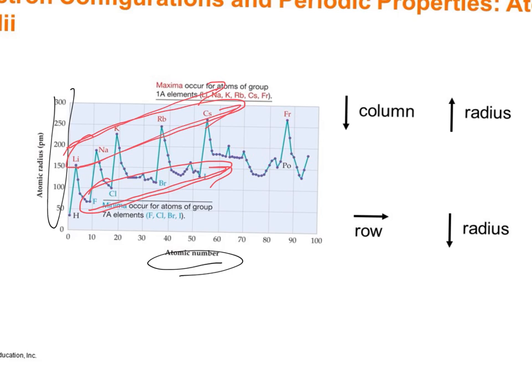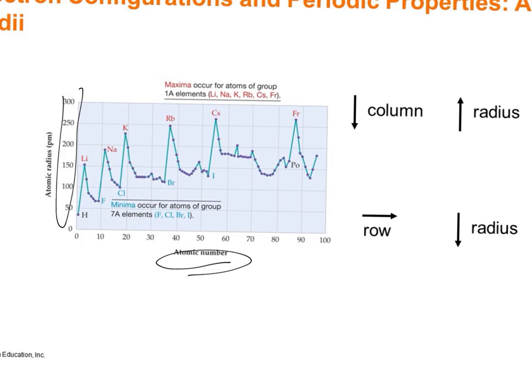All right. Let's look at the other trend here. As you go across a row, radius decreases. Sodium and chlorine are in the same row, and you can see going from sodium to chlorine, you decrease. Lithium to fluorine, you decrease. Even from potassium to bromine, you decrease. Notice when we're in period 3 there, we're experiencing the leveling off, so to speak, for those D block elements.